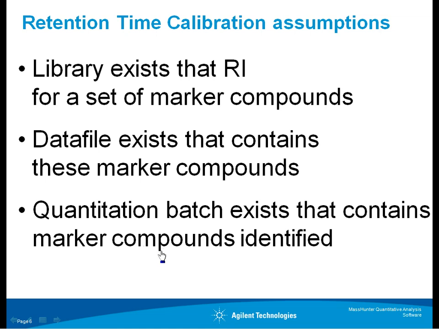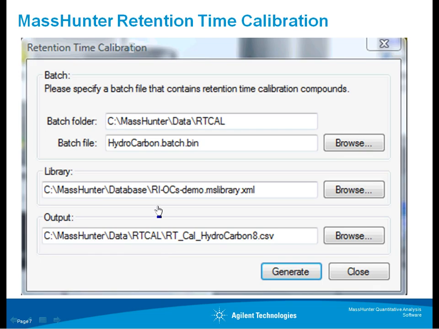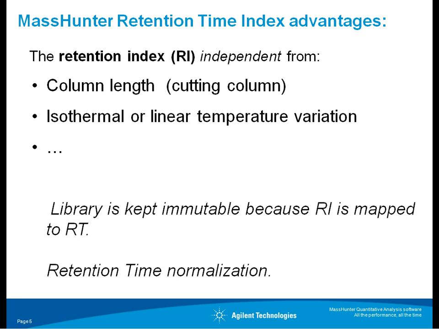The tool that I'm going to show you next, which is the retention time calibration tool, is going to need that batch with the compounds identified in order to create this mapping that we're going to store down here. So those are the assumptions. I need a library. I need to have that batch file. I need to know where I'm going to put the mapping to use to do the library searching. Is the mapping back to retention time and retention time normalization?